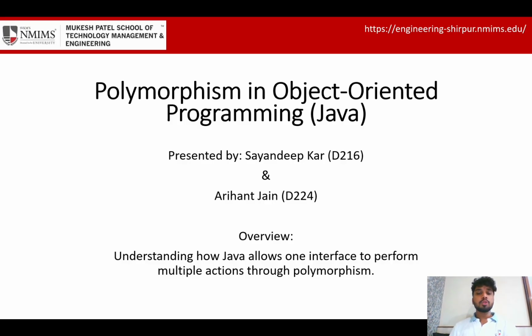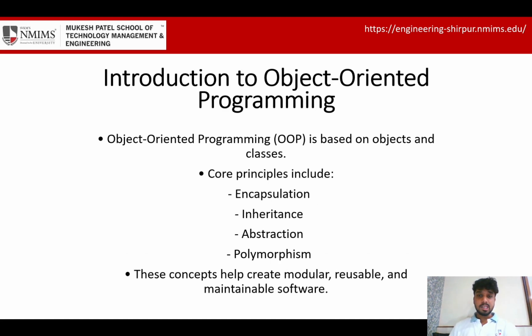Today we are going to present on our topic, polymorphism in object-oriented programming using Java. This is one of the most crucial concepts in Java and OOP because it helps to make programs more flexible and usable. What exactly is polymorphism? Polymorphism is a concept that allows one thing to behave in multiple ways.